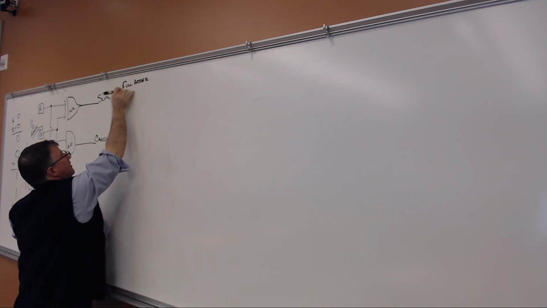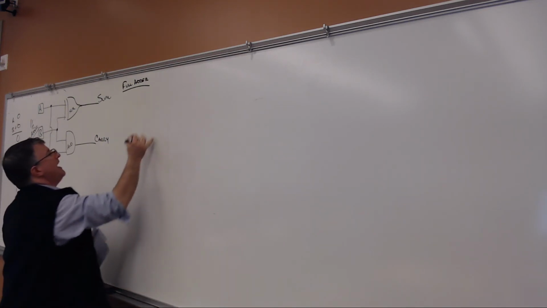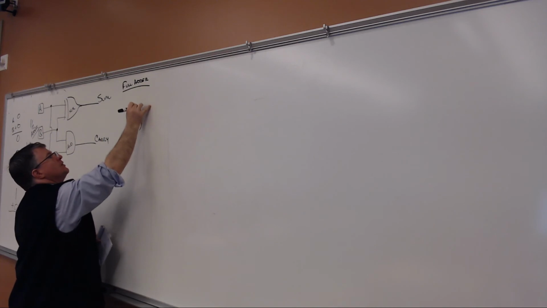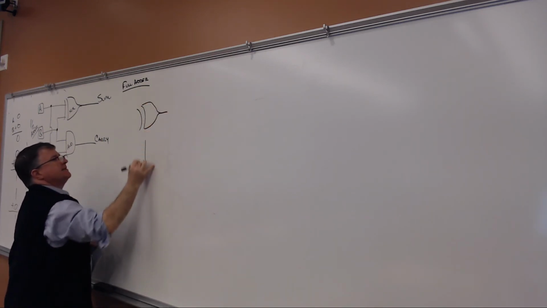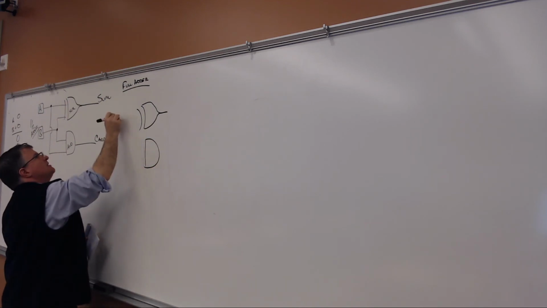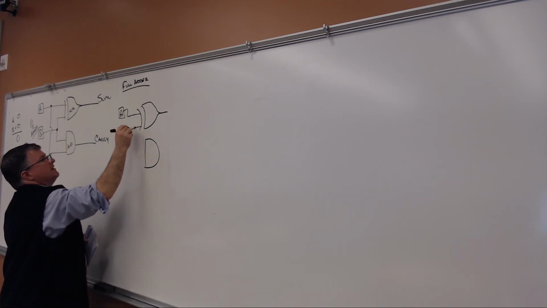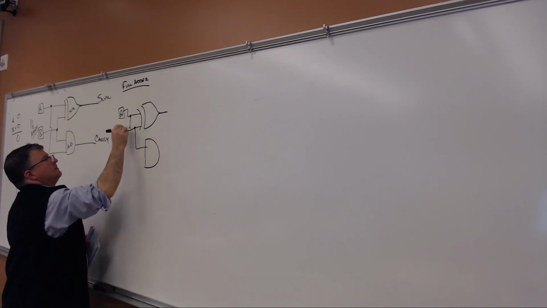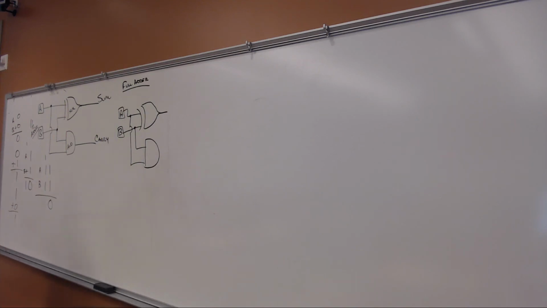A full adder is made up of 2 half adders. Okay? So I want to put my 2 half adders in. I got an exclusive OR, and I got an AND. And that's going to be hooked up the same way. So it's going to go in like that, and then down to that one as well. So that's my first half adder.